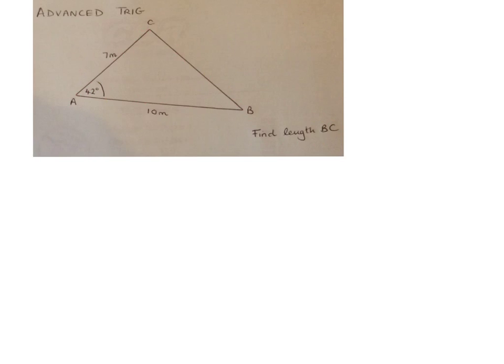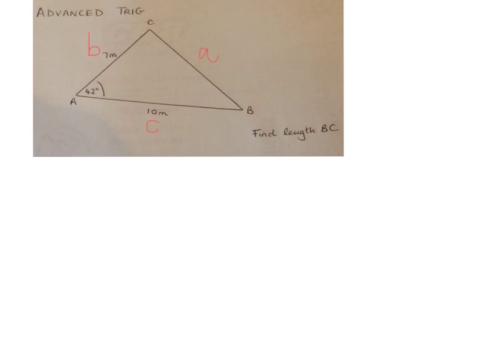Always start an advanced trig question by labelling the sides that you don't know with the correct lettering. So we're going to label this side A, because it's opposite angle A, this side C, because it's opposite angle C, and this side B, because it's opposite angle B. So there's your opposite side and angle, A opposite angle A, and C opposite angle C. And then we're ready to start.